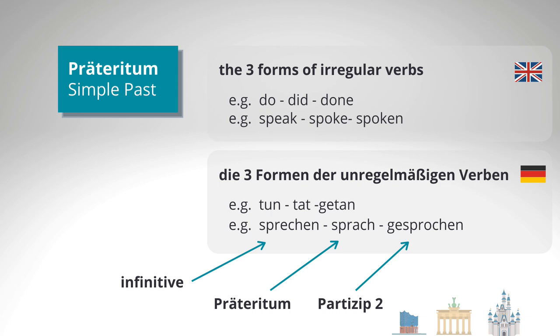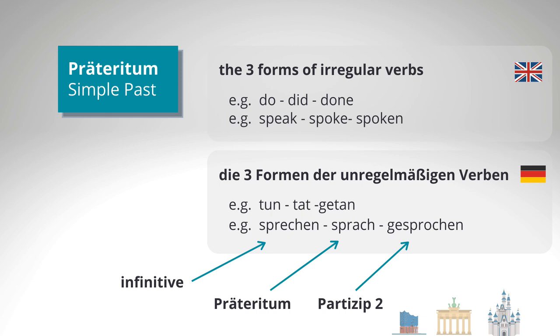And what's also cool about it is that basically the same verbs that are irregular in English are also irregular in German. In German they're a little less, but still most of the time it's the same verbs. For example, the verb to do: the three forms would be do, did and done in English, and in German they would be tun, tat and getan. Or if we take speak, spoke, spoken, the German equivalent would be sprechen, sprach and gesprochen.